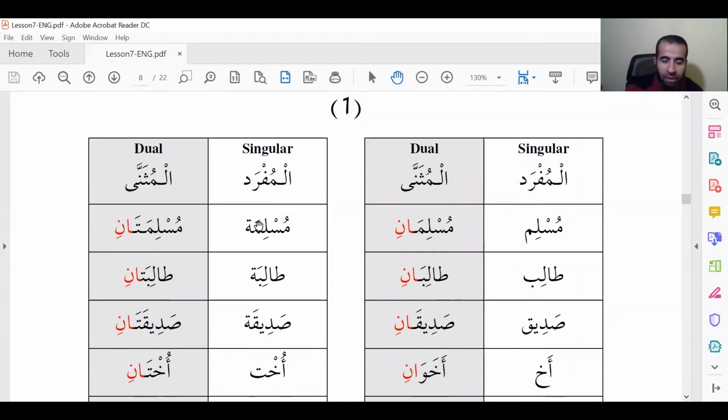But for feminine, المؤنث. مسلمة. We make this تاء مربوطة, we make it open تاء. Look here. And then we add alif and noon. So it becomes مسلمتان.